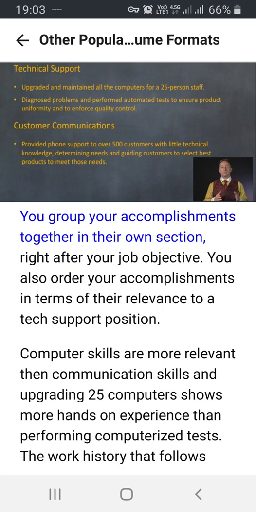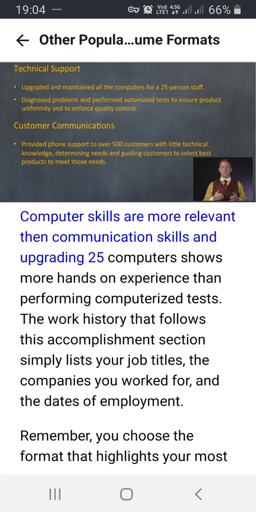You group your accomplishments together in their own section right after your job objective. You also order your accomplishments in terms of their relevance to a tech support position. Computer skills are more relevant than communication skills, and upgrading 25 computers shows more hands-on experience than performing computerized tests.